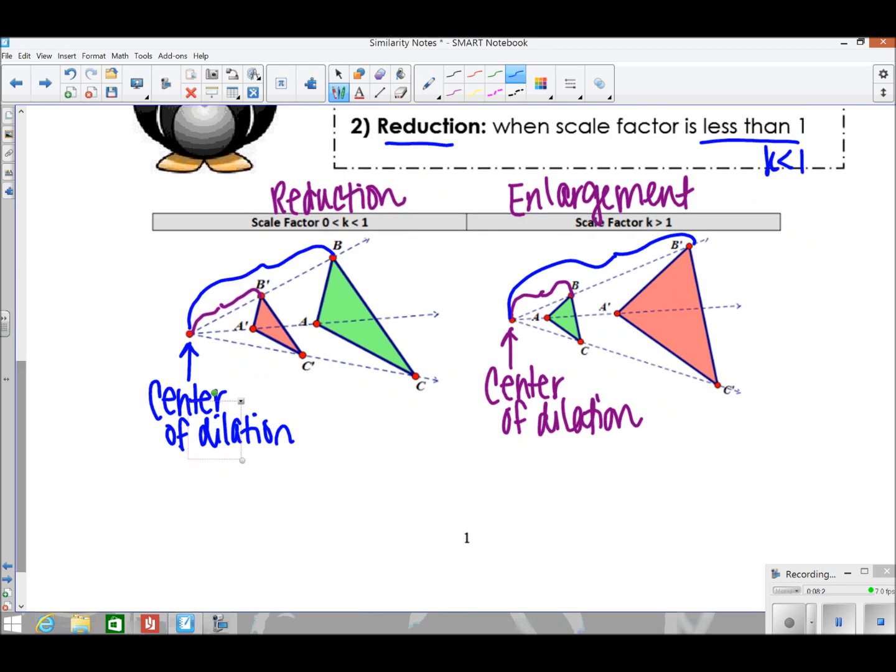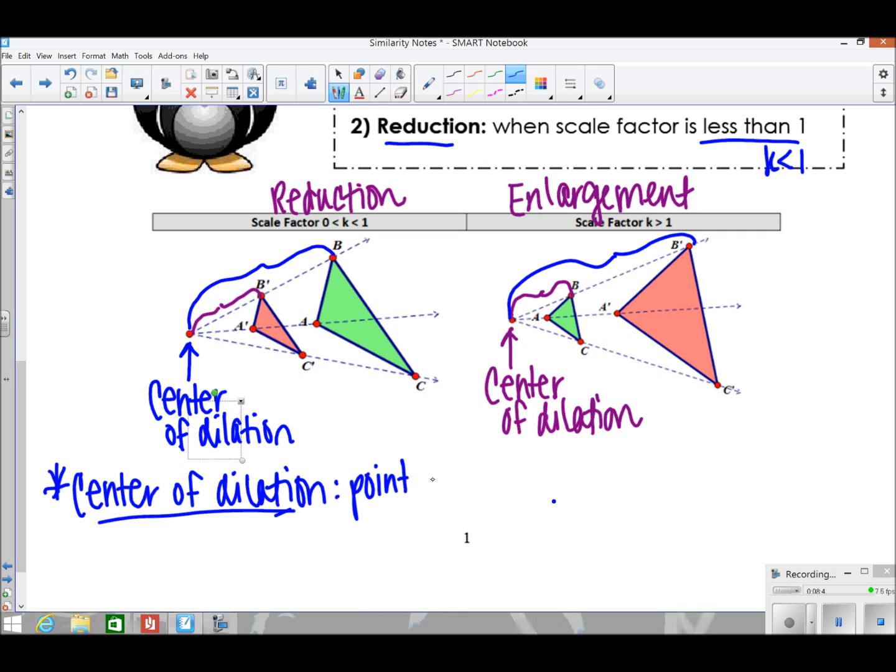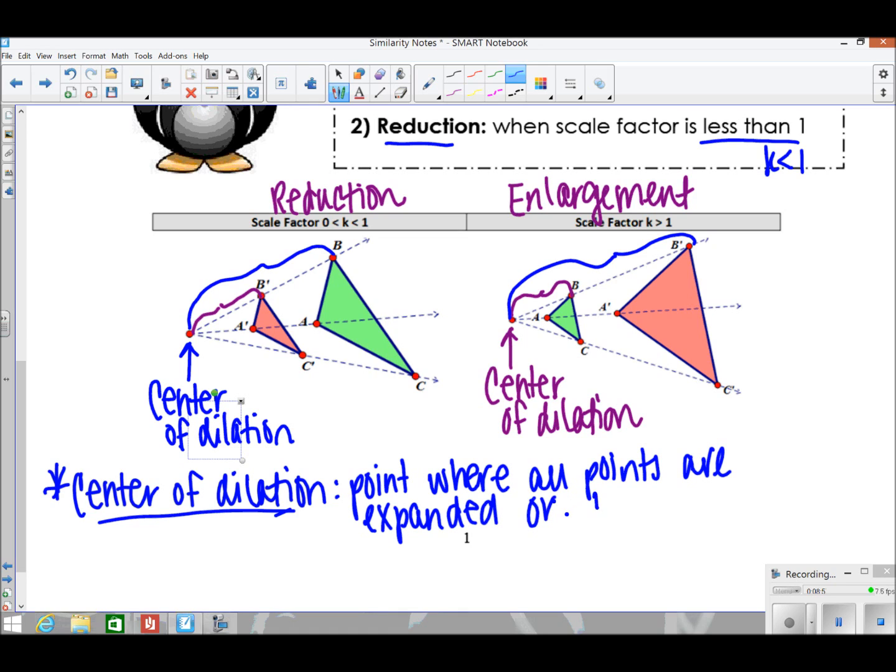Before we flip to the next page, let's write the definition of the center of dilation down here. Just make a note. Because we keep talking about it, let's make sure we have a definition, because that center is going to be the most important piece here. So the center of dilation is going to be the point where all points are expanded or contracted from.